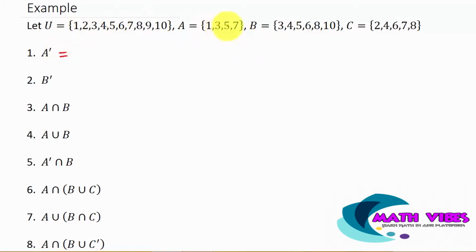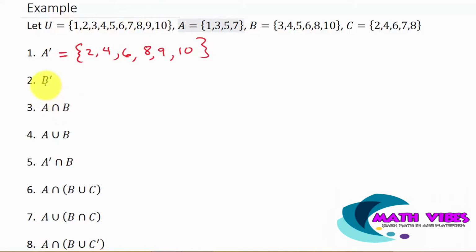Number one is A complement. How to calculate it? First of all, we look at the universal set and set A. We have already seen that the complement means all the elements which are present in the universal set but not contained in A. The elements in set A are 1, 3, 5, 7. So we remove all the elements 1, 3, 5, 7 from the universal set, and all the remaining elements are the result of A complement.